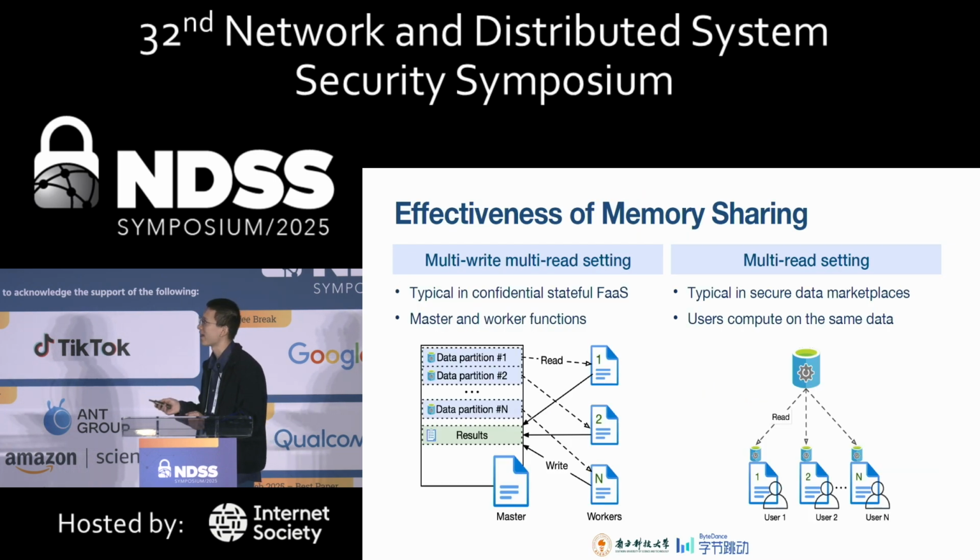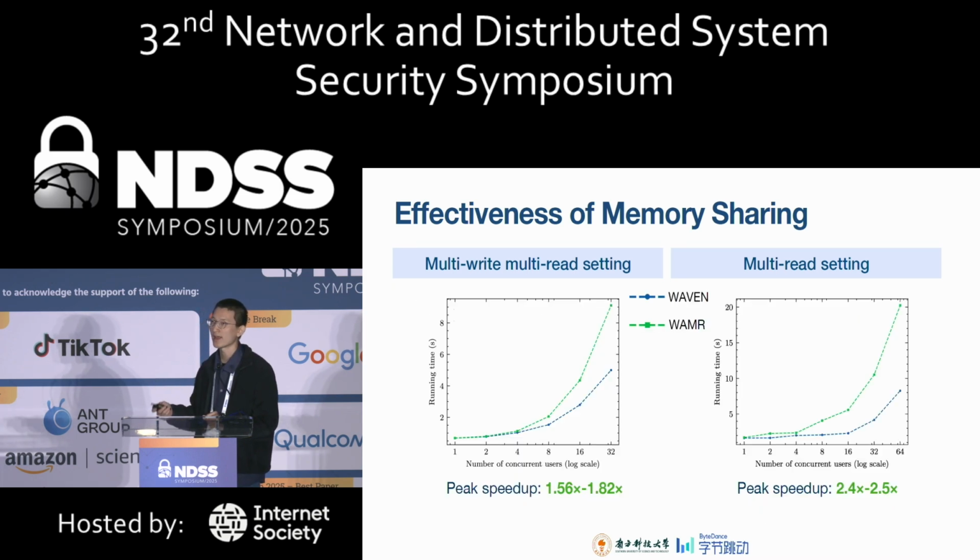To evaluate the effectiveness of memory sharing, we consider two scenarios. The multi-write, multi-read scenario is typical in confidential stateful FaaS, and the multi-read setting is typical in secure data marketplaces. We use WAMR as the baseline, we test different numbers of concurrent users, and we measure the total execution time. As shown here, in both settings WAVEN outperforms WAMR, showing memory sharing is useful in WAVEN. Especially in the multi-read setting, we can achieve a peak speedup of 2.4 to 2.5 times.